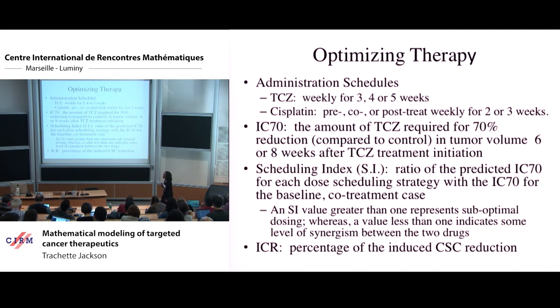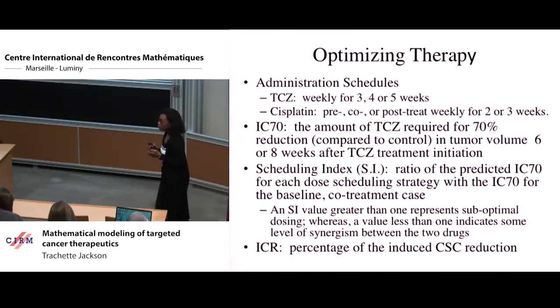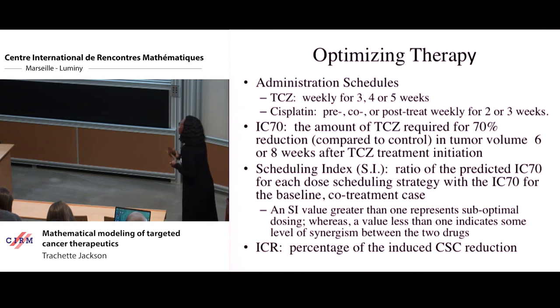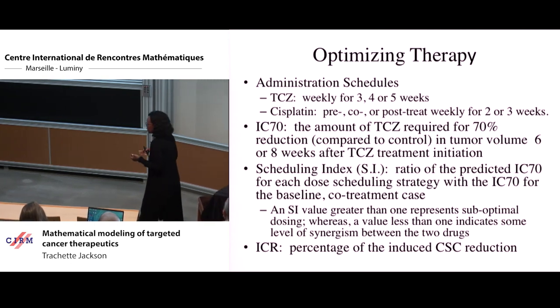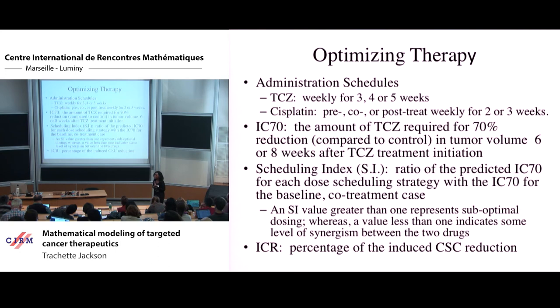Okay, so we have to have a couple of metrics to see how the drugs are doing. First, the administration schedule. We're going to give the targeted therapy for 3 weeks, or 4 weeks, or 5 weeks, depending. We'll see. And then for the chemotherapy, we're going to either pre-, co-, or post-treat with that drug. And then the three metrics that we're going to use to see if we're successful are, first, what we're calling the IC70. That's just the amount of the targeted drug needed to reduce the tumor by 70%.